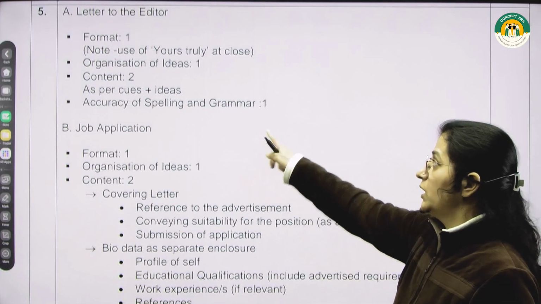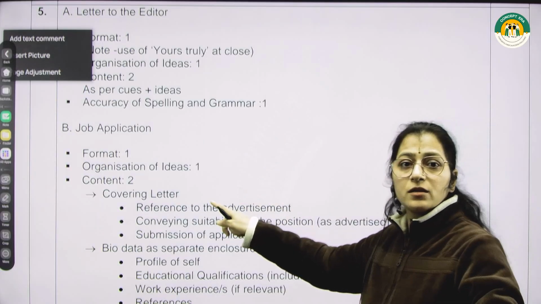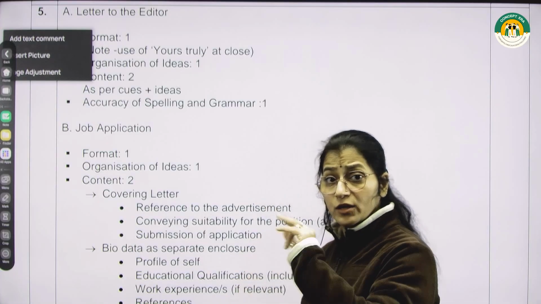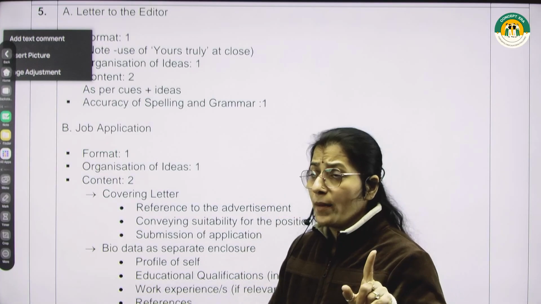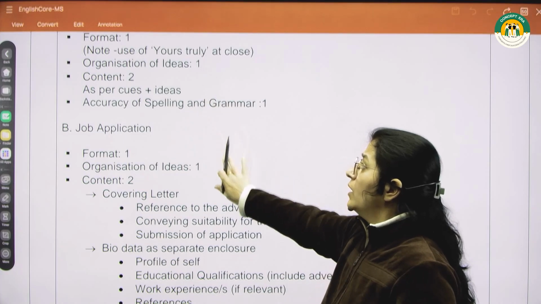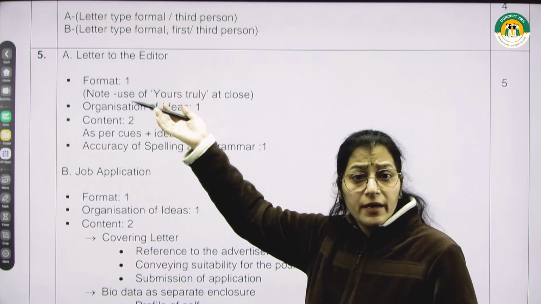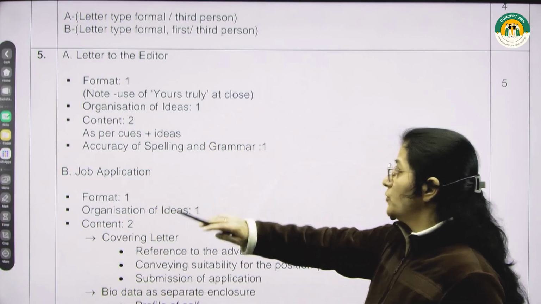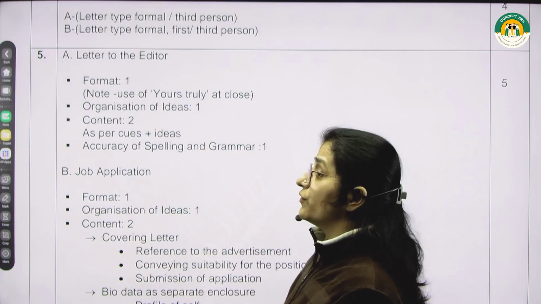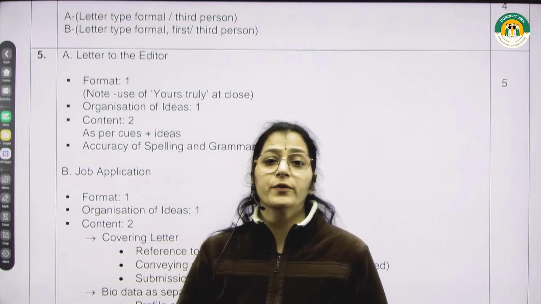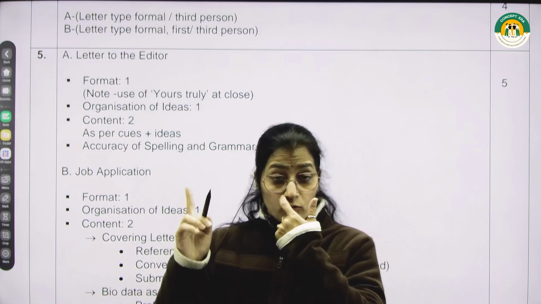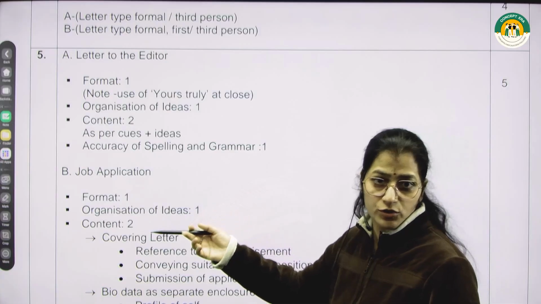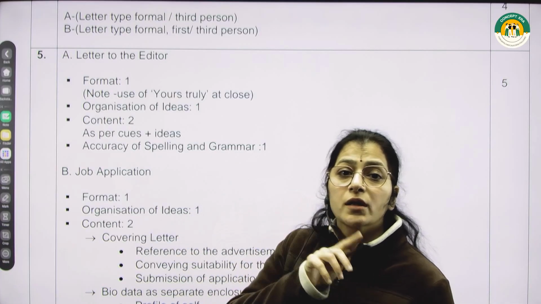Here, job application as well, letter to editor, job application. Here format and content are divided into 2 parts because you are supposed to write 2 things: one is the letter and another is the job application. For letter to editor, again it's a single question with a single answer. Format is 1, content is 2. Organizing of ideas, yes, what kind of idea you are going to discuss in the letter to editor. So 1 mark is given for organizing your ideas, and accuracy, grammar and spelling, of course you cannot neglect it. 1 mark is awarded for correct spelling and grammar.